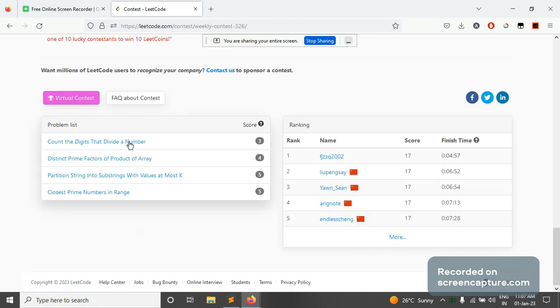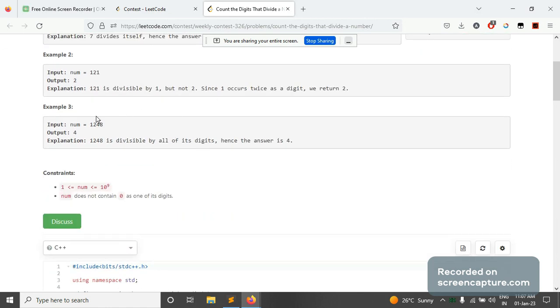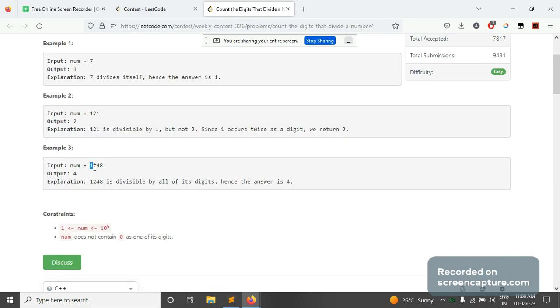So now move to the first question. In this question we are just given a number and we have to return the number of digits in the number that divide num. Suppose the number is 1248, so from 1, 2, 4 and 8, how many numbers are there that will divide this number? And we know that 1 will divide this number, 2 will also divide this number, 4 and 8, all these numbers will divide this number, 1248.